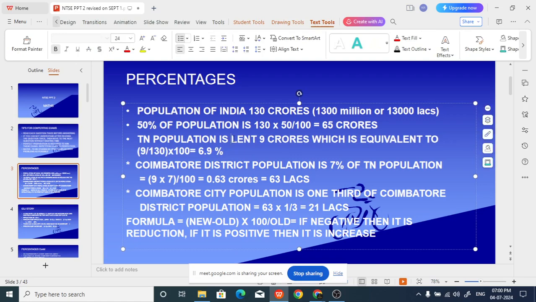Equivalent to how many percentage? Out of 130 crores, 9 crores is how many percentage? How do you do it? 9 divided by 130 into 100. How much does it come? 6.9%. Is it correct? Can you work it out on a piece of paper and check whether I have done it correctly or not? 9 by 130 into 100, are you getting 6.9?